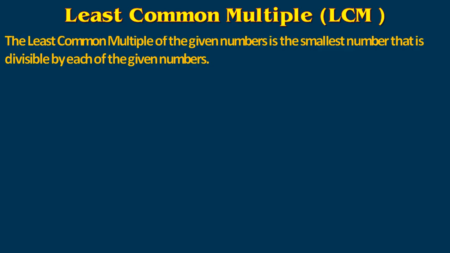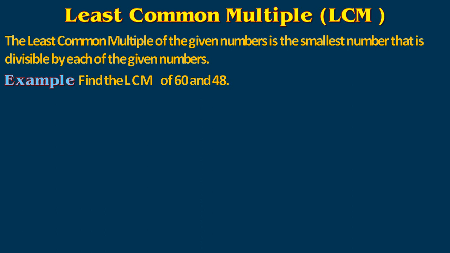We are now going to study about LCM, that is least common multiple. The least common multiple, that is LCM of the given numbers, is the smallest number that is divisible by each of the given numbers. Now we will understand this definition with the help of an example.